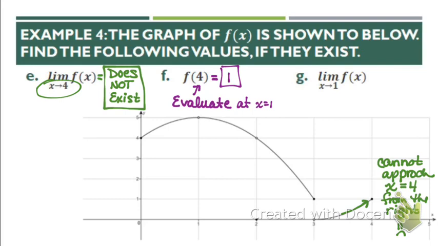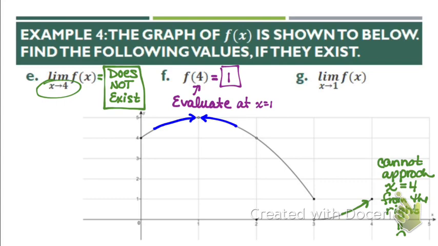Last part on this graph, part G, I'm approaching x equals 1. From which direction? Both directions. Can I evaluate it there? No. It has an open circle. It has a hole. It does not evaluate at x equals 1.